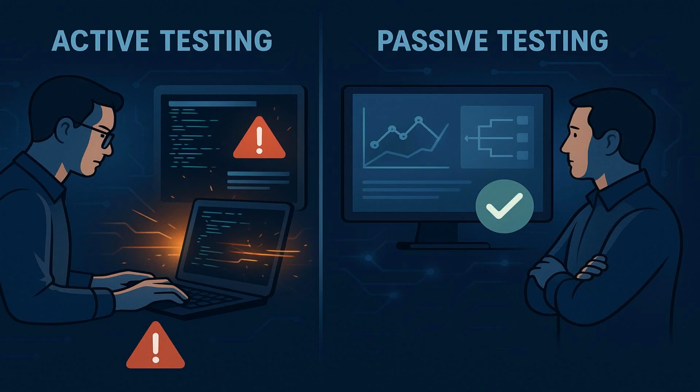It's also important to know the difference between active and passive testing. Pen testing is active. It involves real-time interaction with systems and can cause disruptions if not handled properly. That's why it must be authorized, well-scoped, and carefully managed.